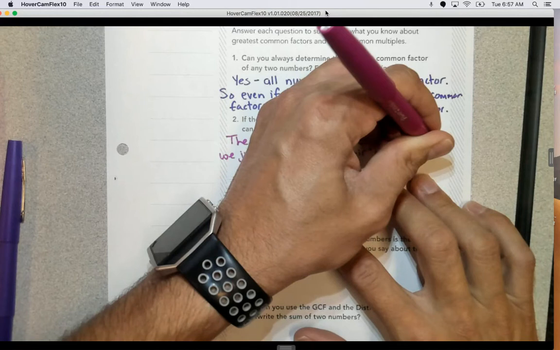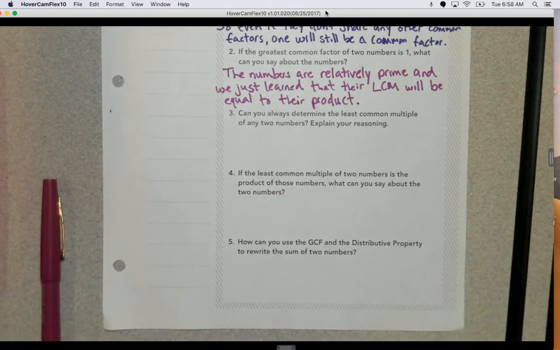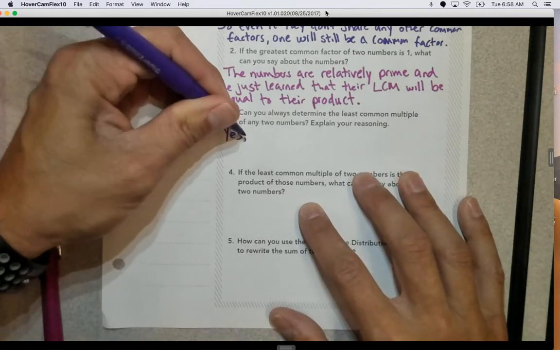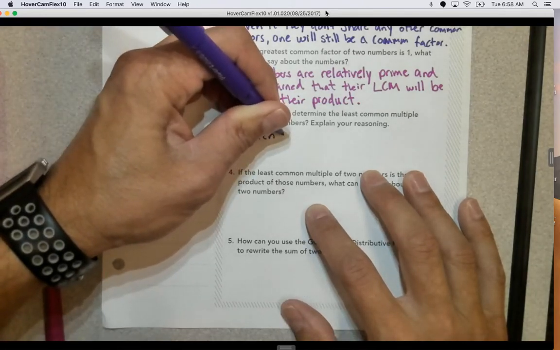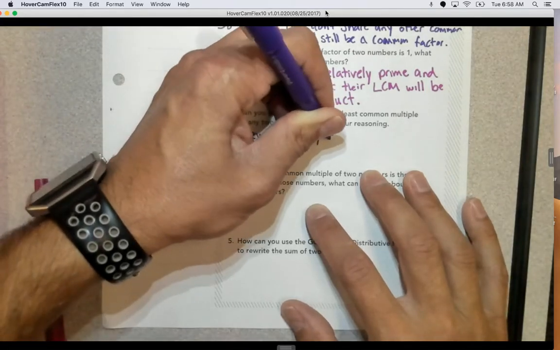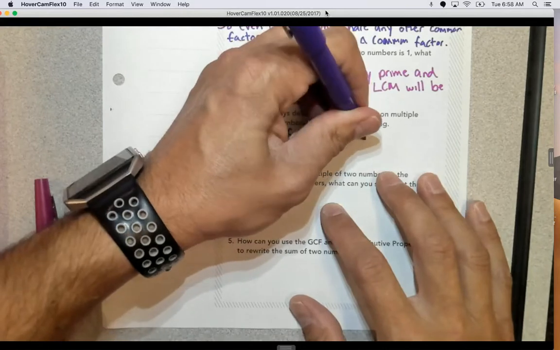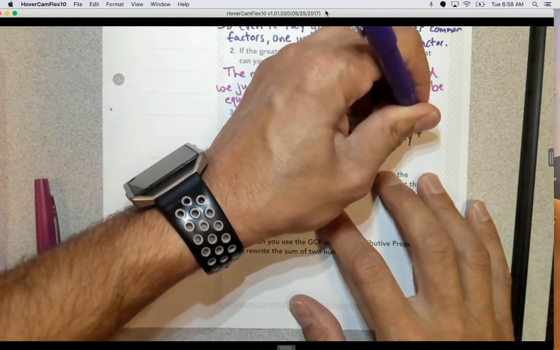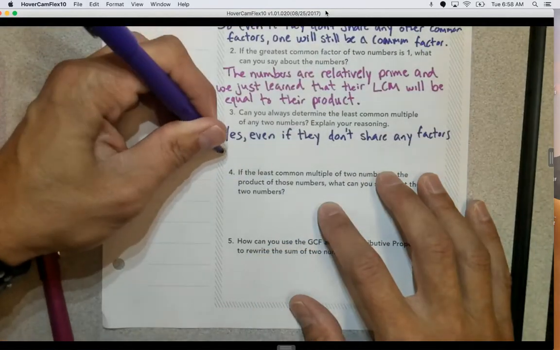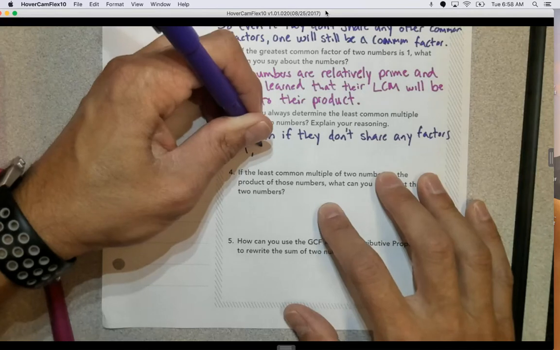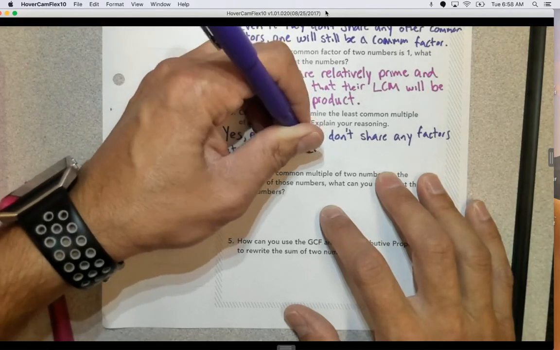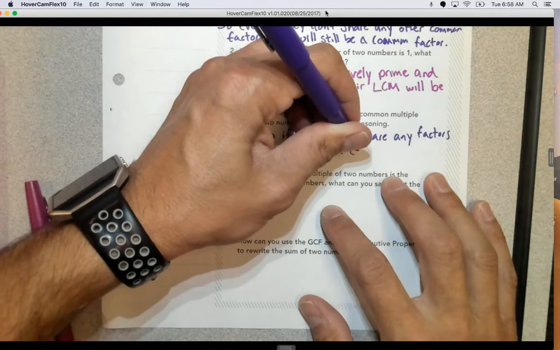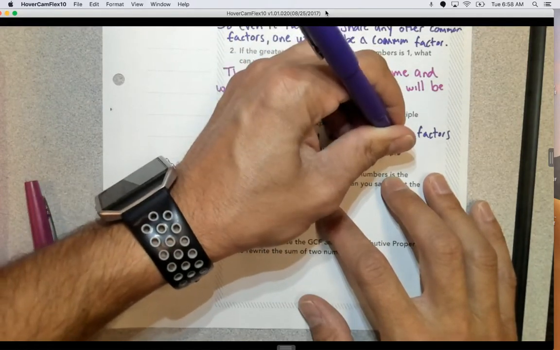Explain your reasoning. Yes. Even if they don't share any factors but 1, they will have a common multiple which will be their product.